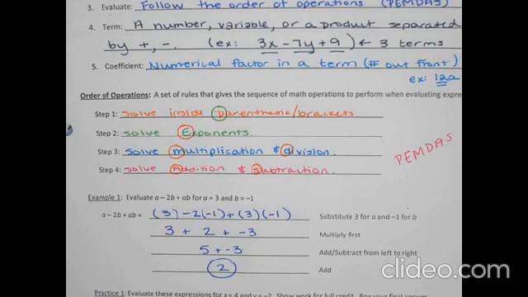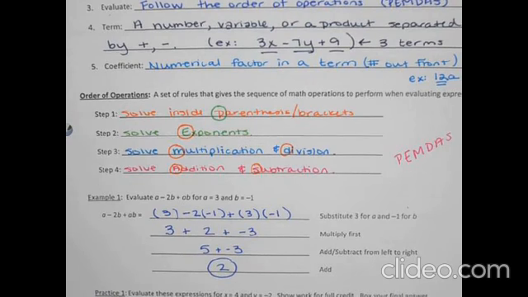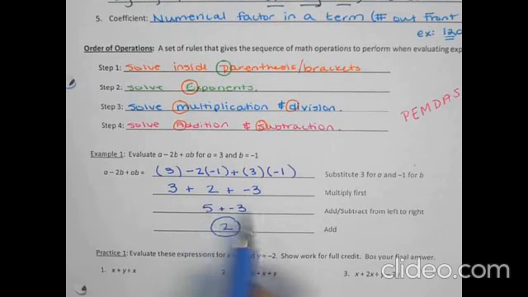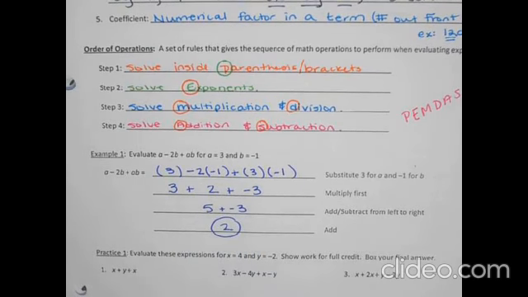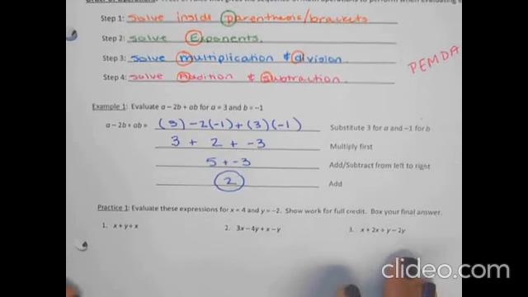When it gives you values to plug in, your final answer will just be one number. Okay, there's nothing else to it. Make sure you don't leave it as 5 plus negative 3. Actually go through and do that adding or subtracting.